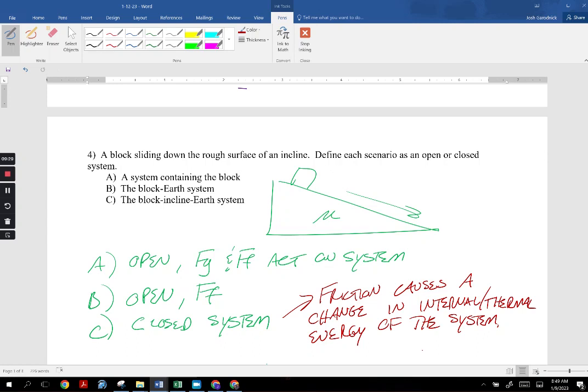Is it open or closed? Are there external forces acting on the system or not, as you've defined the system, of course. Now, this is where it gets a little weird.